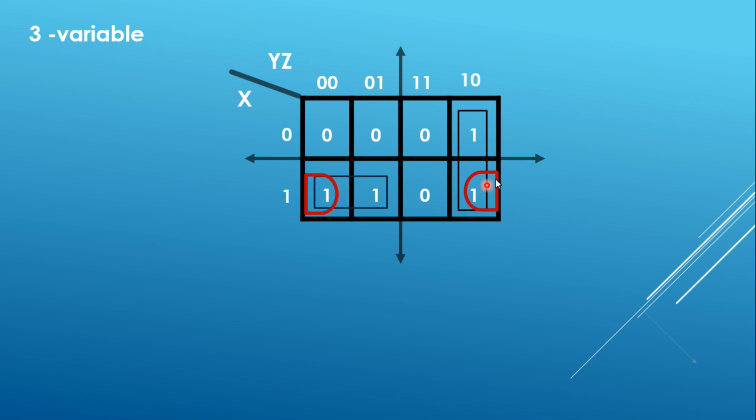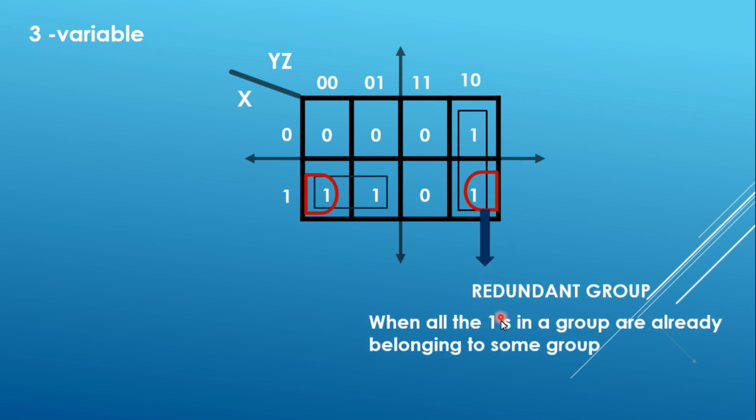But when you are creating this third group, which is in red, what is happening is that all the ones in this group are already belonging to some group. This group in red is known as a redundant group, and a redundant group should be avoided. So whenever you are creating a new group, at least one single one should be there which is extra in that group, which is new in that group.